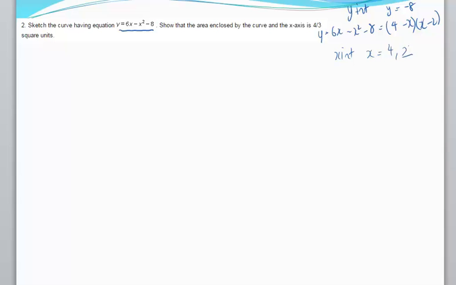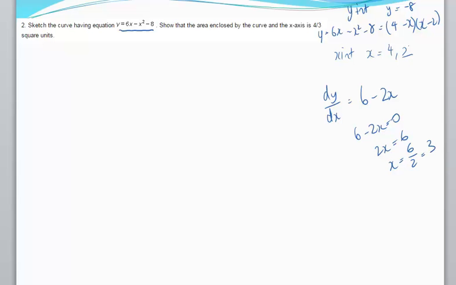Now we can differentiate. dy/dx will be 6 minus 2x, and the 8 will disappear. We set this equal to 0: 6 minus 2x equals 0, so 2x equals 6, and x equals 6 on 2, which is 3.